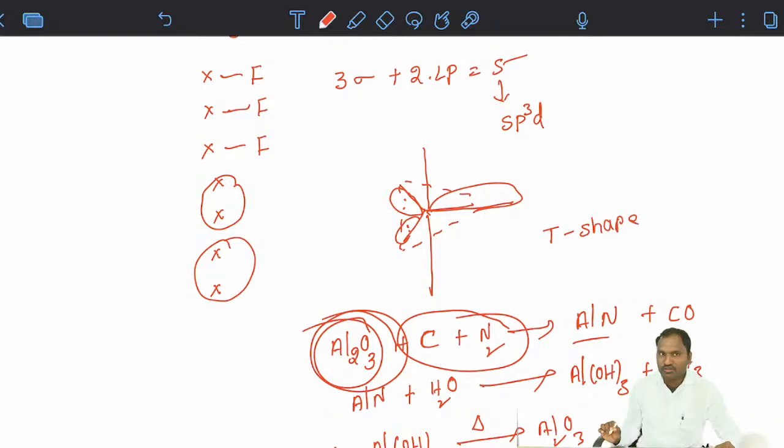Here more than 1400, 1500 degrees we are using temperature. At that temperature silicon will be vaporized. In that way we can remove silica. So what they asked question, what is the byproduct formed in Serpeck's process? Byproduct formed in Serpeck's process is NH3.